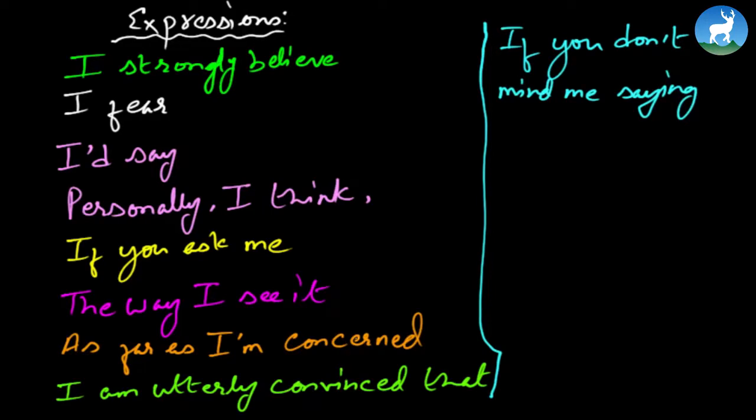For instance, I strongly believe that the Asian elephant will get extinct in the next 100 years. I fear the Asian elephant might get extinct in the next 50 years. I would say the snow leopard might get extinct in the next 25 years. Personally, I think crocodiles or alligators might get extinct in the next 200 years. If you ask me, I would say the rhinoceros might get extinct in the next 8 years. The way I see it, Asian elephants are likely to get extinct in the next 200 years. So this is how you can use all these expressions, and your writing looks very impressive when you use them. So this also you can do as your homework.